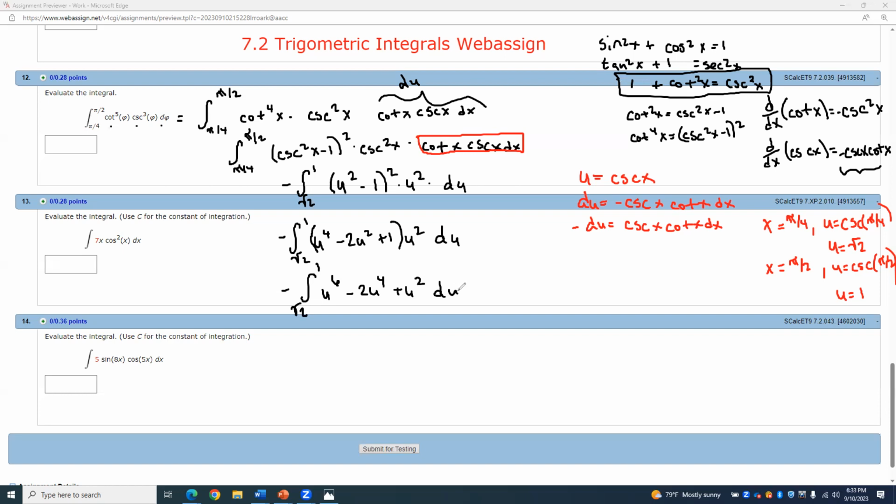Okay, so if I expanded it correctly and then distributed in the u squared, I'd have u to the 6th minus 2u to the 4th plus u squared du. Okie dokie. I think I'm now ready to take the antiderivative, right? I can do this. I can take the antiderivative of u to the 6th, the antiderivative of 2u to the 4th, and the antiderivative of u squared. I got it where I want it, even if it's not great.